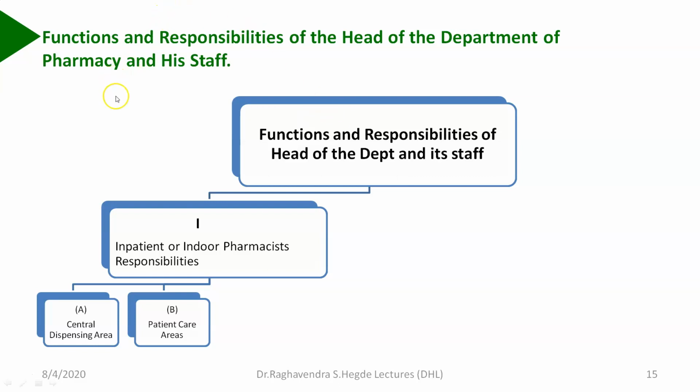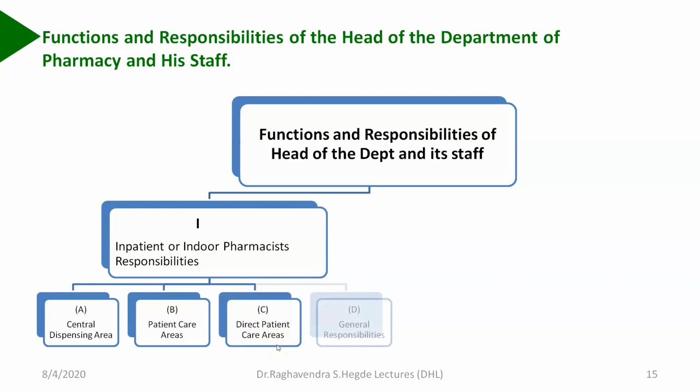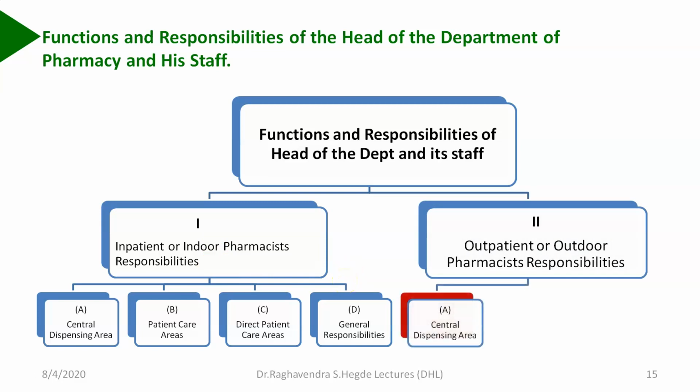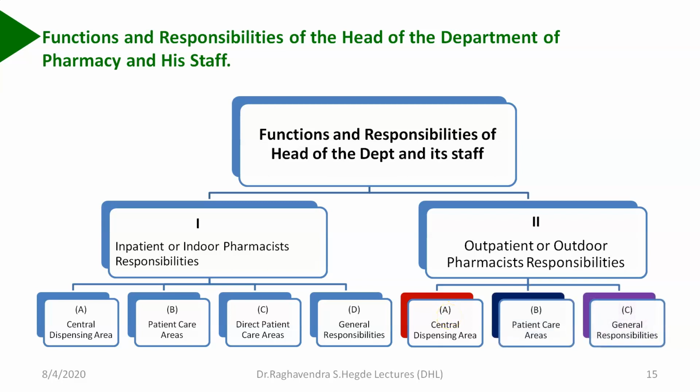In inpatient or indoor pharmacist responsibilities, you can see central dispensing area. Second one, patient care areas. Third one, the direct patient care areas. And lastly, it would be general responsibilities. This is under inpatient pharmacist responsibilities. Coming to the outpatient or outdoor pharmacist responsibilities, again it is central dispensing area, patient care areas, general responsibilities.